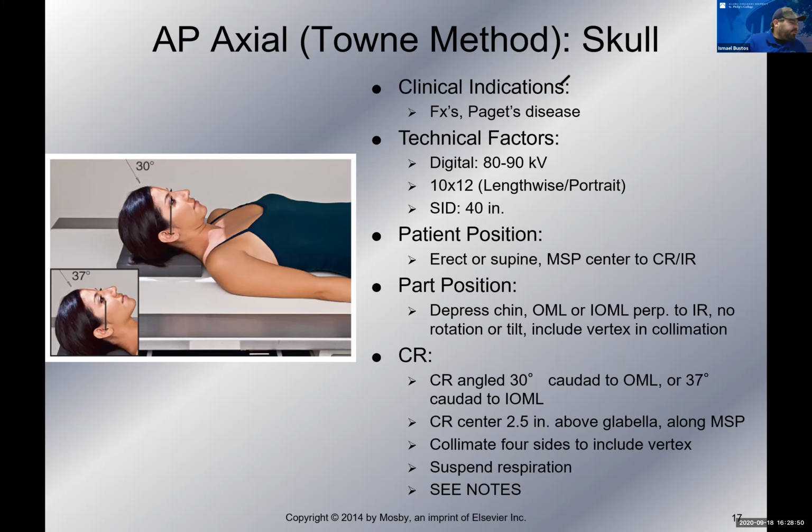Now in your book, there are some notes at the bottom there, page 413. And the notes just basically talk about what I just told you. If you can't get the OML perpendicular, what positioning line are we going to use instead? We use the IOML. How much difference is there between the OML and IOML? A 7 to 8 degree difference. Which means that if we want to maintain a 30-degree angle between the CR and the OML, but we're using the IOML, what do we have to do to the CR? We're going to increase it 7 degrees, go to 37 degrees, still centered at 2.5 inches above the glabella. Now, which portion of the skull does this best visualize? Again, the occipital bone.